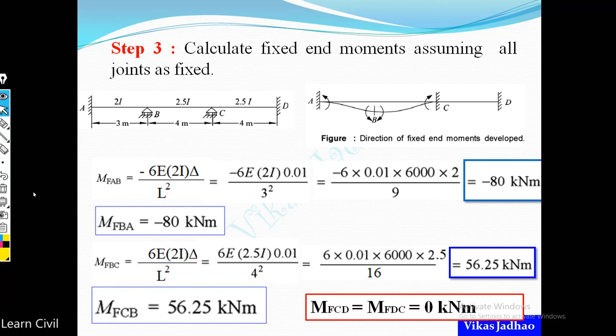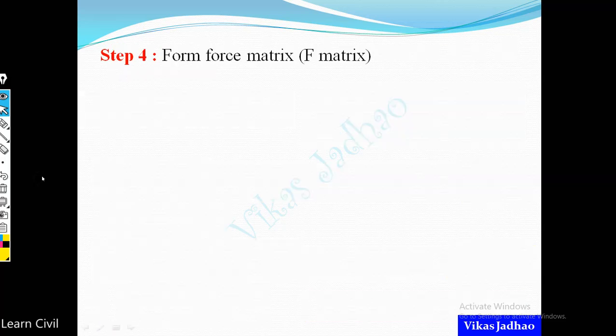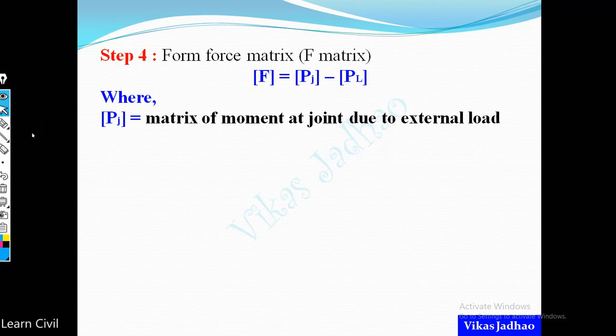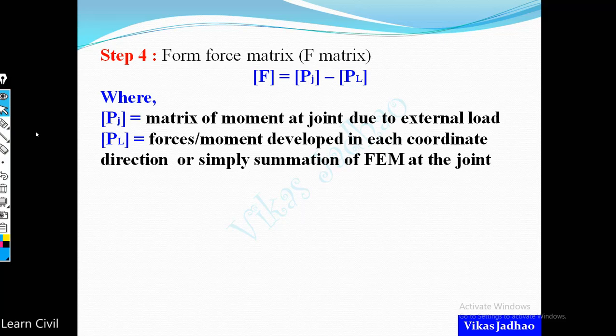For spans CD and DC, the fixed end moment will be 0 because it is neither sinking nor subjected to any external loads. Step number 4 is to find out the force matrix. The force matrix F is given by this equation: F matrix is equal to PJ matrix minus PL matrix. Here the PJ matrix is the matrix of moment at a joint due to external load, and the PL matrix is the matrix of simply the summation of fixed end moments at that particular joint.